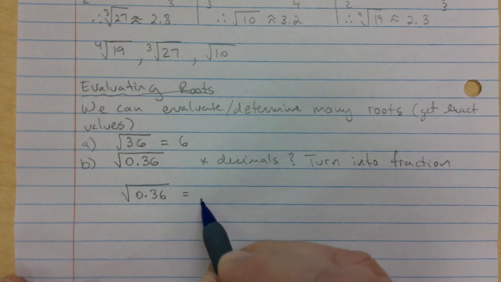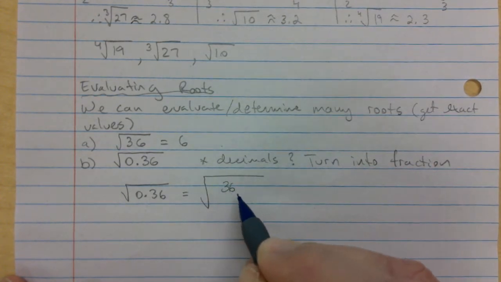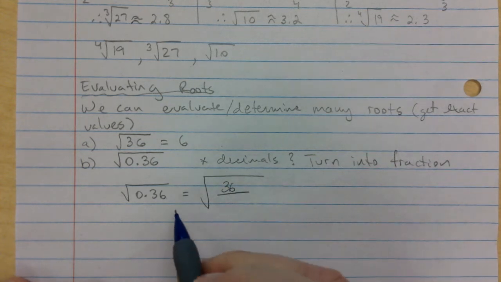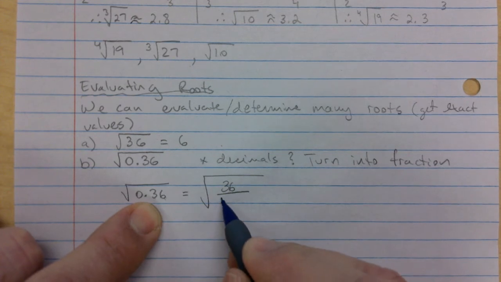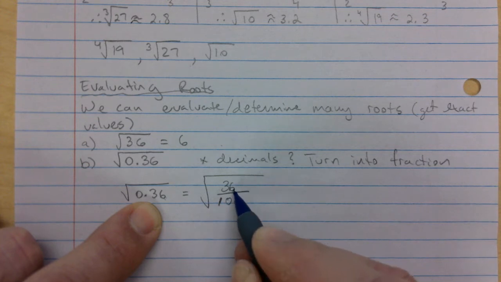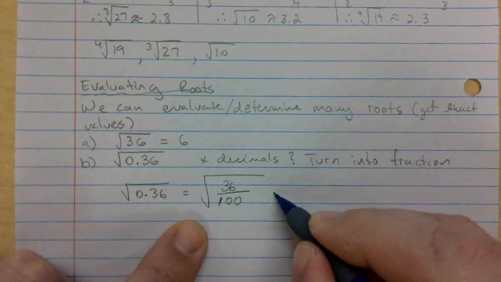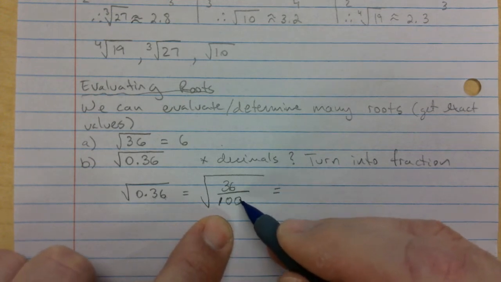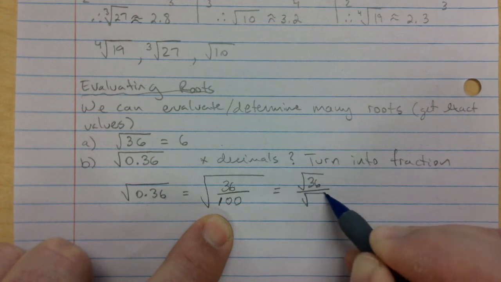So what we do is we write 0.36 as the square root of 36 over, and I don't know if you remember this, you count the decimal places, and that's how many zeros the 1 will have in the denominator. So you start with 2 decimal places, so it's 36 out of 100. Okay. Then you say, now that I have a fraction, you can just take the square root of the top and the square root of the bottom.